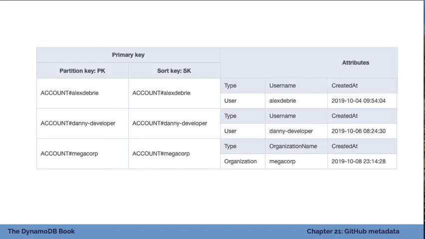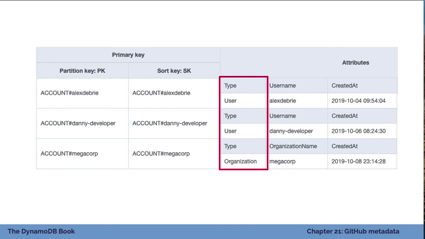Here are a couple examples here. So I've got 2 actual user accounts in there, Alex DeBrie and Danny Developer. We also have 1 organization account in there, that's Megacorp. You can notice here I've got that type attribute on there of users and organizations. So that's how you can tell the difference between them, but you can't actually tell the difference just based on the primary key.